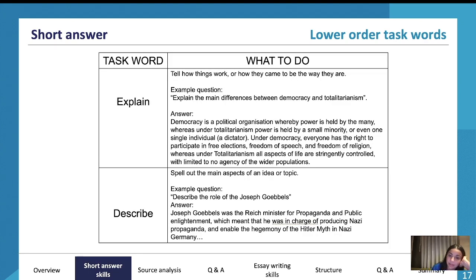Now we've got explain the main differences between democracy and totalitarianism, where again, you're telling how the things work and how they came to be the way that they are. These are just sample questions and sample answers, but it's just to show you how, as you go along, the task word is wanting different skills. For explain the main differences, it's kind of like you're doing a contrast: you're looking at what democracy is, and then you're going to define what totalitarianism is, and then look at how democracy is all about rights and freedoms, while totalitarianism is stringently controlling and limiting agency altogether.